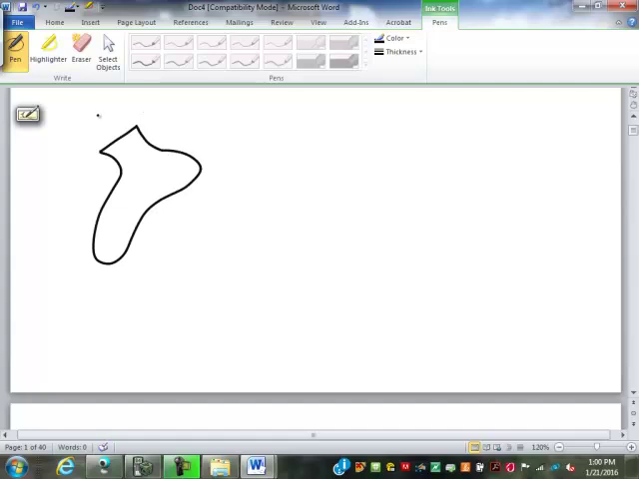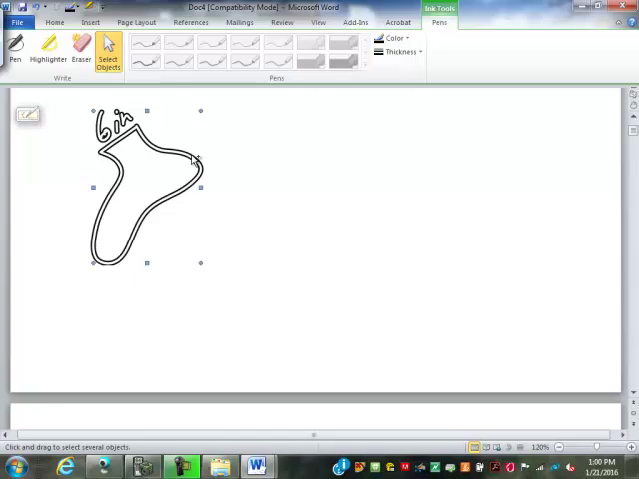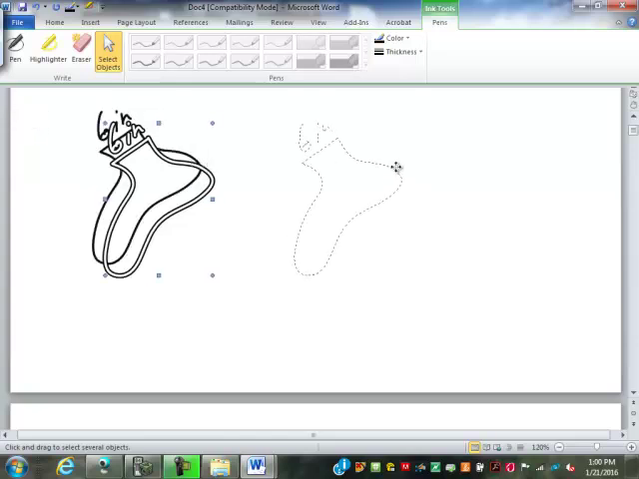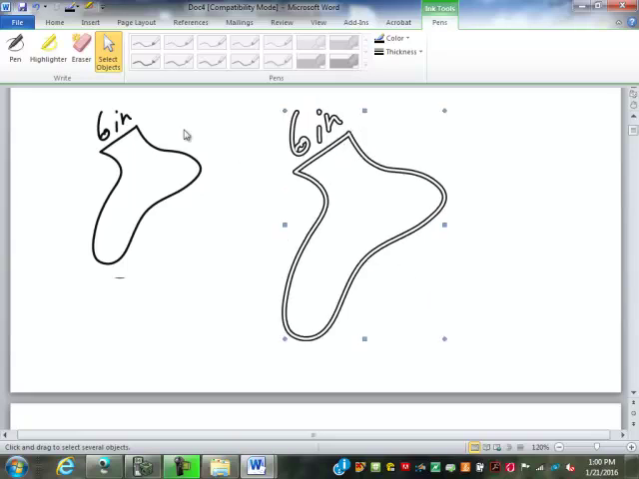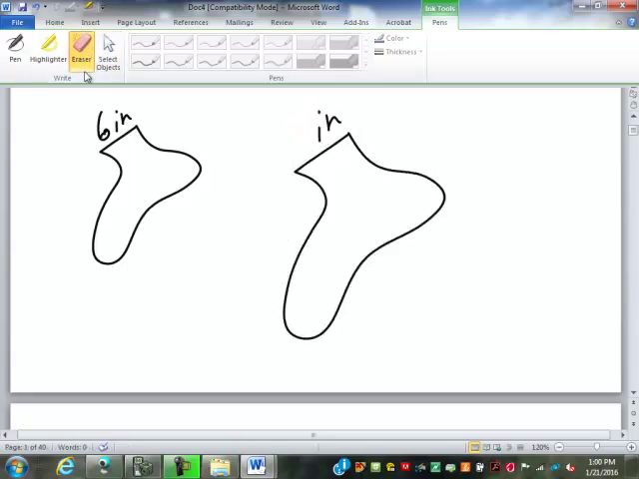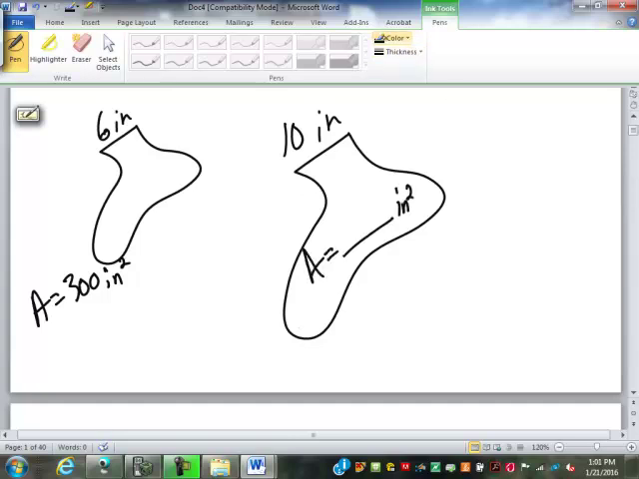Let's do this. Let's take a 6-inch side here, and it's got this really weird looking shape. And I'm going to cheat, of course, because I can. Let's say I'm going to blow this up now to where it's 10 inches. I'm going to say the area of this is 300 square inches. What's the area of this one? Well, what's my ratio of lengths? 6 to 10, which reduces to a 3 to 5.